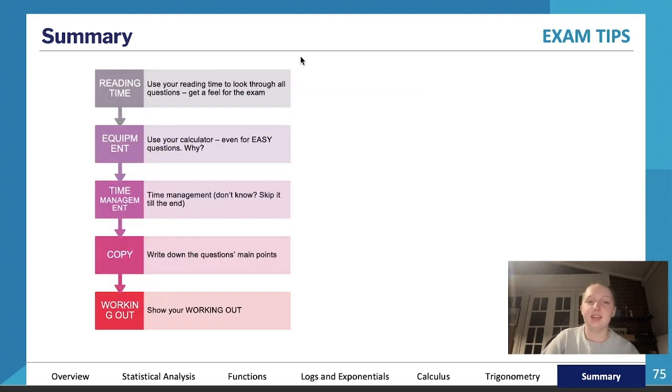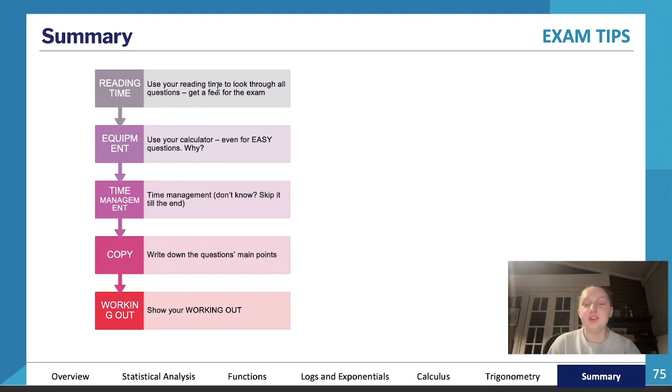And then the last thing I want to talk to you guys about today is your reading time, your exam tips. Okay? Use your reading time to get a look through all the questions and get a good feel for the exam. Don't use your reading time to answer the multiple choice questions.